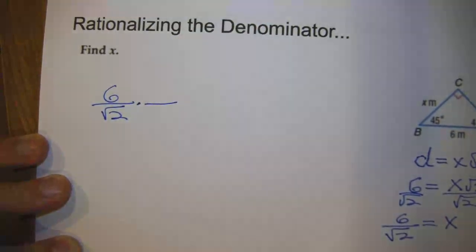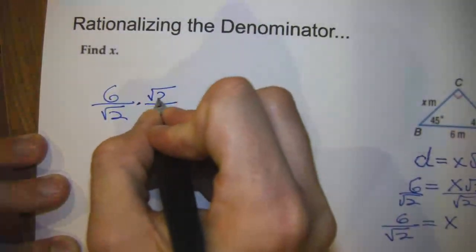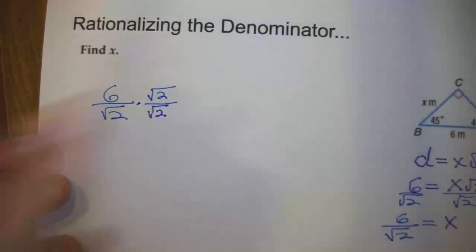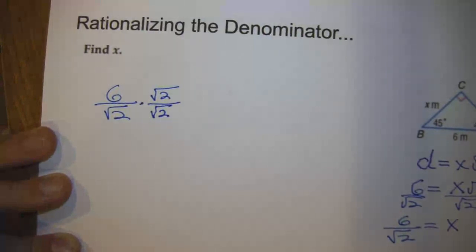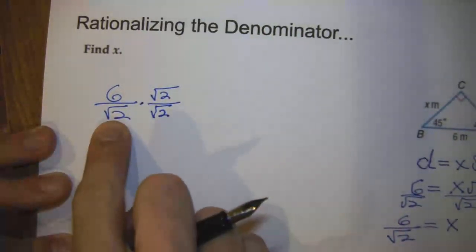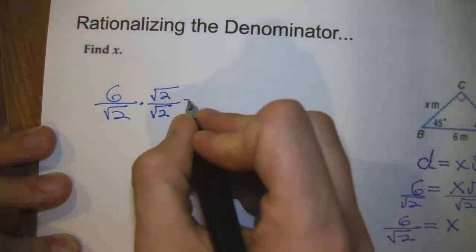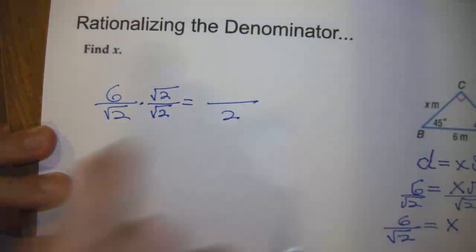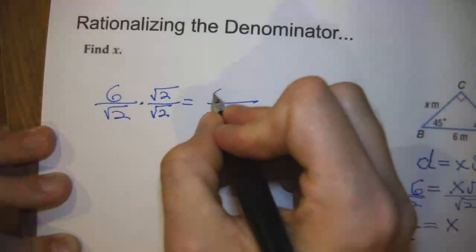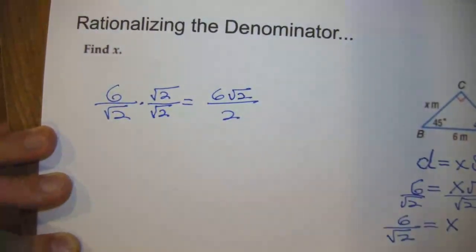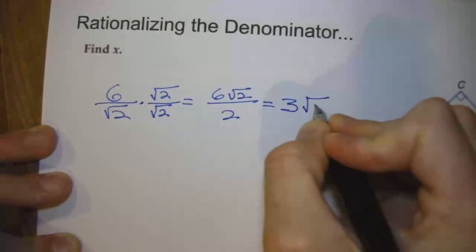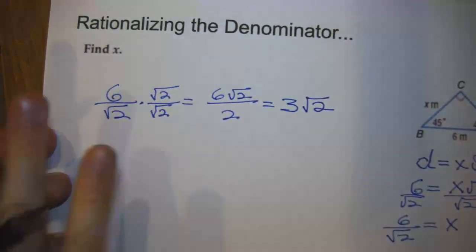But we're going to multiply by 1 in a special way. This version of 1 is going to be radical 2 over radical 2. Notice, radical 2 over radical 2 is another way of talking about 1, so we haven't changed anything, at least not numerically. Radical 2 times radical 2 is just 2, right? And then 6 times radical 2 is 6 radical 2. Cool. Well, I noticed that 6 over 2 could be simplified. 6 divided by 2 is 3. So 3 radical 2.